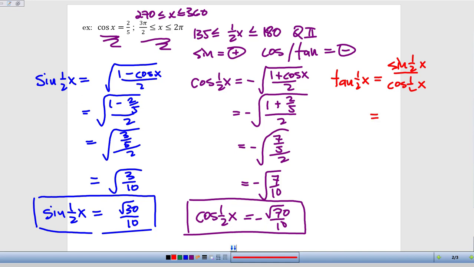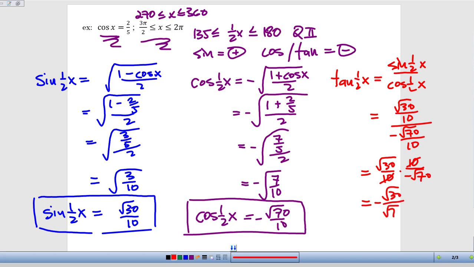So I'm going to take root 30 over 10 for sine of 1/2 x divided by negative root 70 over 10 for the cosine of 1/2 x. If we continue, change that to a multiplication of two fractions: root 30 over 10 times the reciprocal of that bottom fraction, so 10 over negative root 70. We can see that the 10s are going to cancel out. So now we've got negative root 30 over root 70.